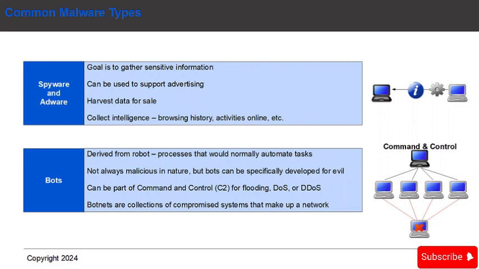And the final type is a bot. It's obviously derived from the term robot, and it refers to a process that is automated. Now, bots are not always malicious in nature, but they can be if they're developed for evil. They can be part of a command and control infrastructure for flooding, denial of service type activities, and so forth. And botnets are a collection of individually compromised systems that work together in coordination through a command and control center in order to focus on a specific task. They all work as one large swarm of bots.